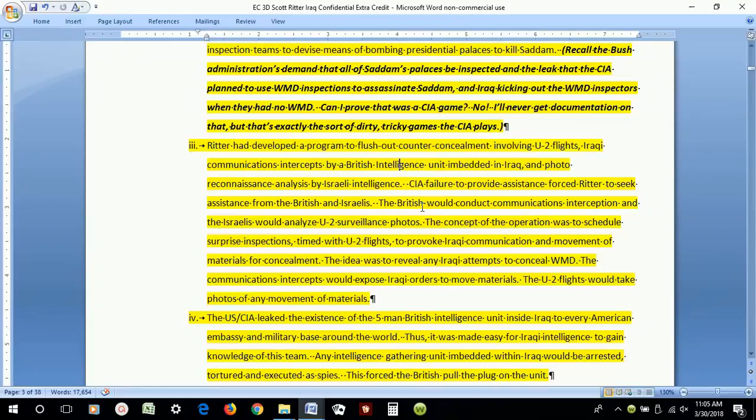Scott Ritter requested that the CIA develop for him some really compact, secure, and effective radio recording equipment, so that he can carry that on his person and not be discovered, right? And what they gave him was, like he said, a joke.